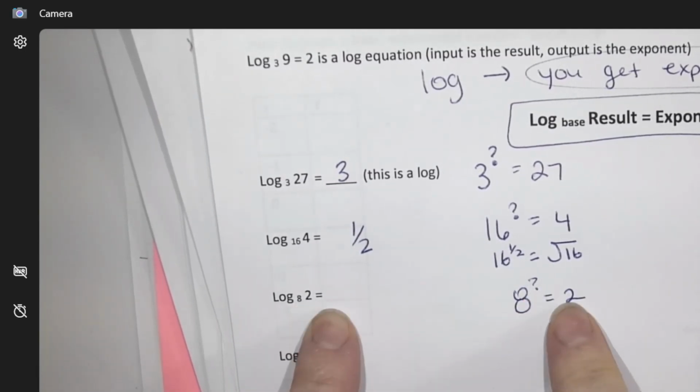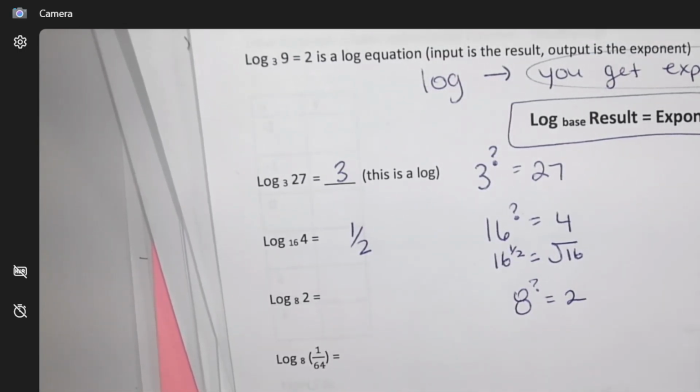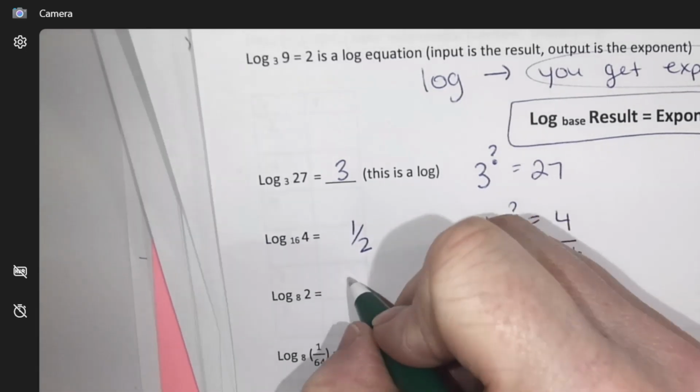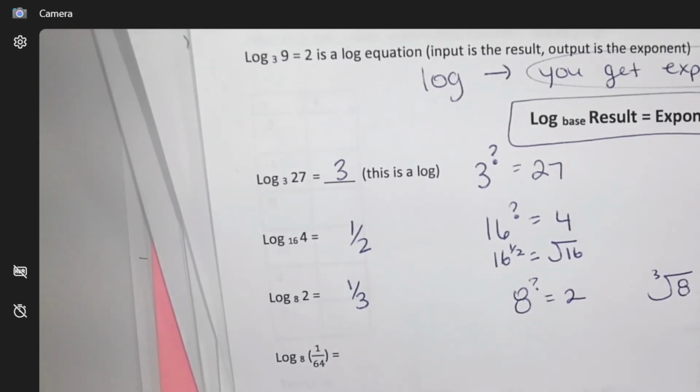And we have to think of the exponent that is going to get us to 2. Anybody have an idea? 1/3, yeah. Because, what do I know? The cube root of 8 is 2.